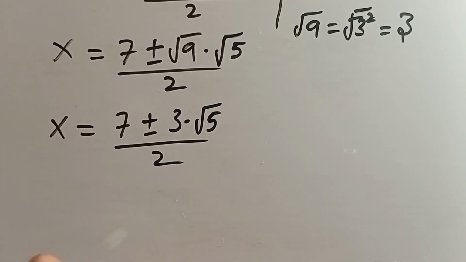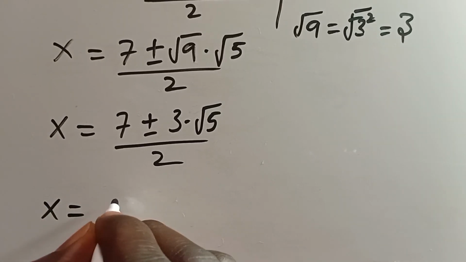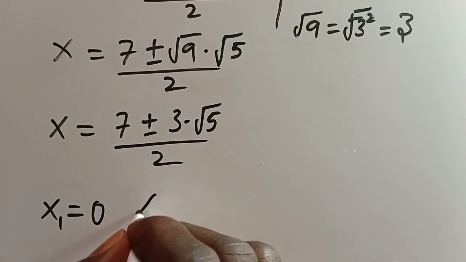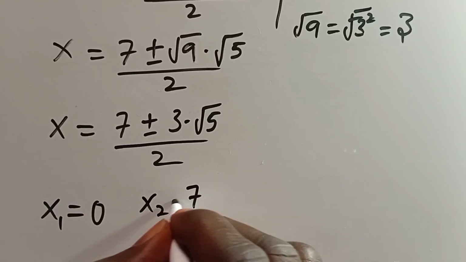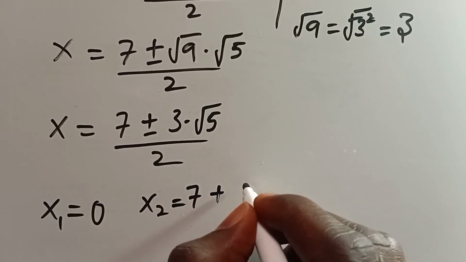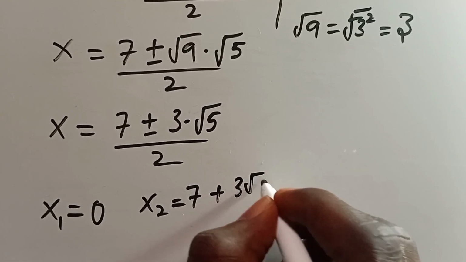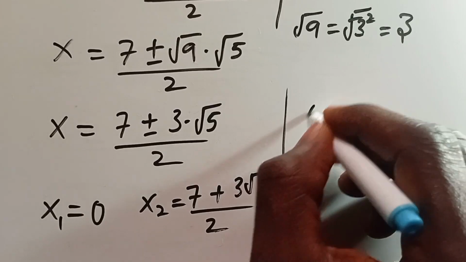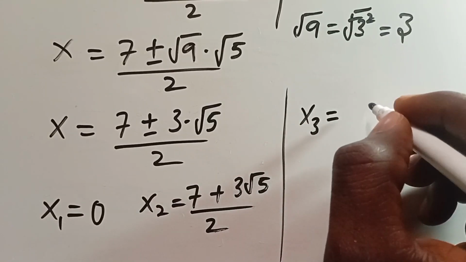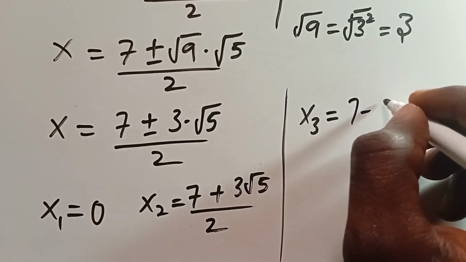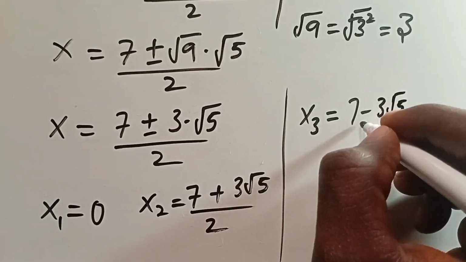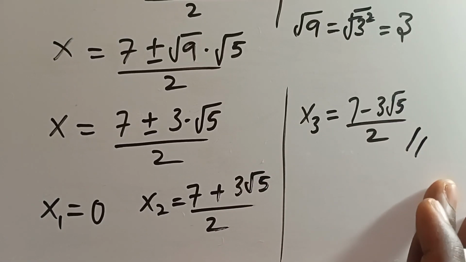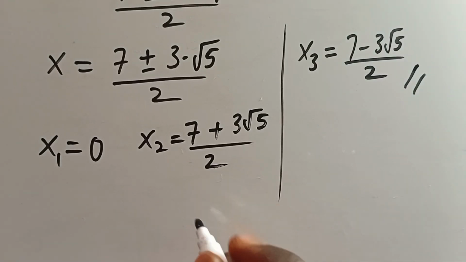So finally, we have x1 equals 0, x2 will be 7 plus 3 root 5 divided by 2, and x3 will be equal to 7 minus 3 root 5 divided by 2. So these are the values of x for the problem given to us.